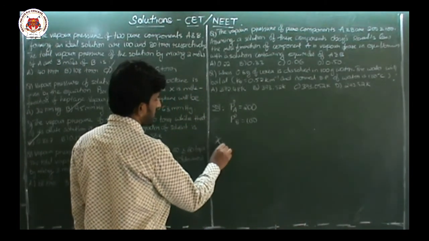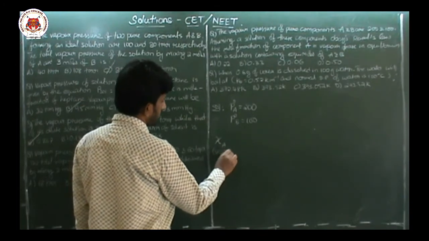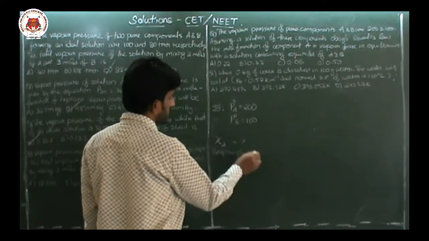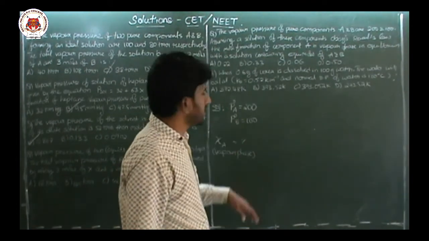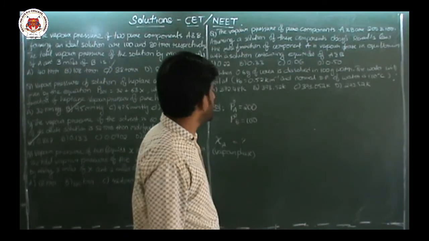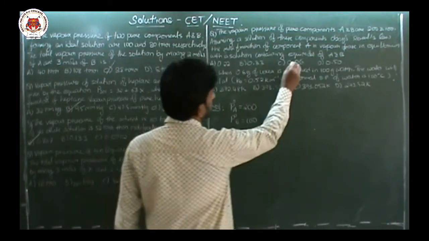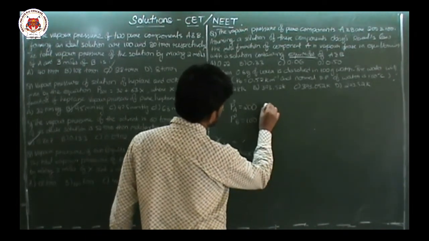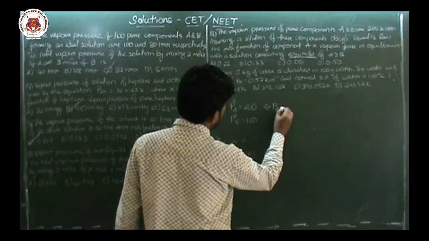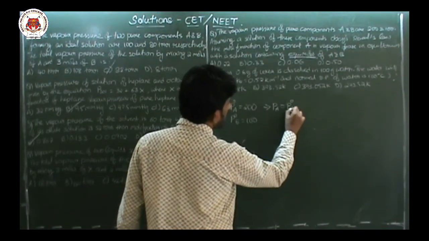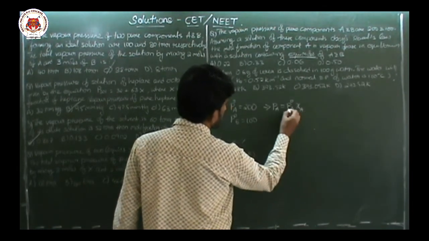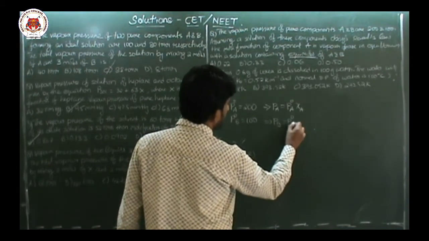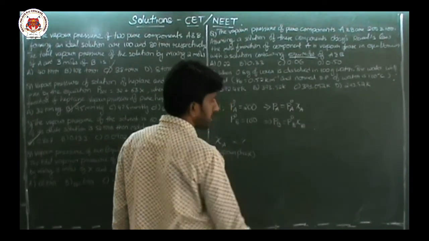What they want is the mole fraction of component A in the vapor phase. First let us calculate the total pressure. How to calculate total pressure? They are saying that it contains equal moles. Equal moles means, can I write like this? Partial pressure of A will be equal to pure vapor pressure of A into mole fraction of A, and partial pressure of B will be equal to pure vapor pressure of B into mole fraction of B.